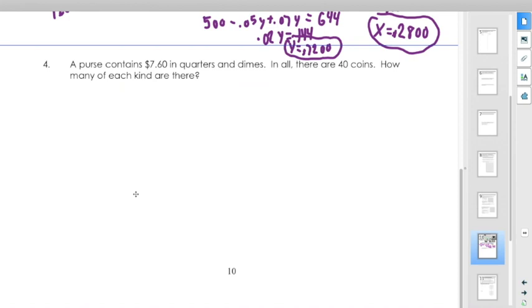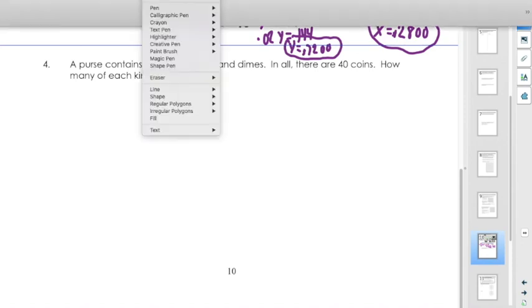Last question. A purse contains $7.60 in quarters and dimes. In all, there are 40 coins. How many of each kind are there? So you might be thinking, wow, this looks a lot like the coin problems from last unit. It does, but there's a difference. Look at the question. It's not comparing a coin to another type of coin, right? It's not saying that I have 3 times more than the amount of dimes. It's just saying I have $7.60 in quarters and dimes. No comparison. Therefore, I can't use the table that I taught you. Okay, that's the difference here.